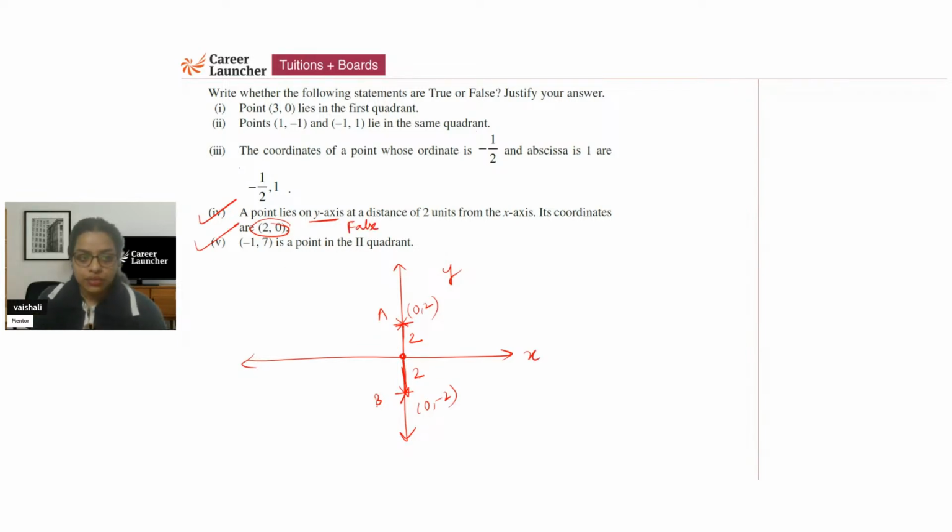Now the fifth one is -1,7 is a point which lies in the second quadrant. So let's check this once. -1 is here and 7 by chance is here. So if I am looking at this point, which is point C, for instance, this is lying in my second quadrant. So there is only one statement which is true among the 5 statements that we have just seen.